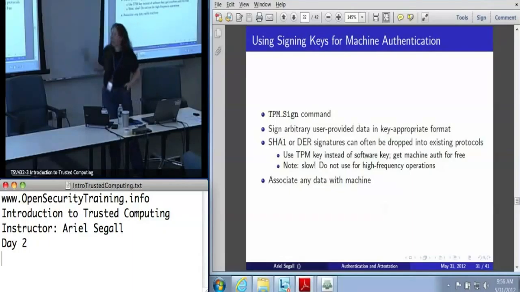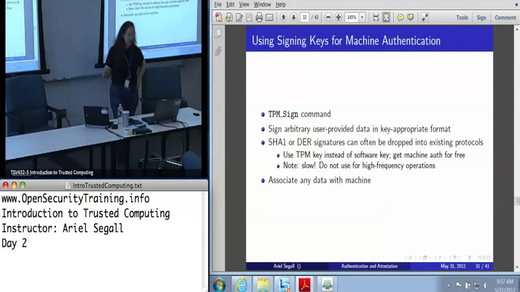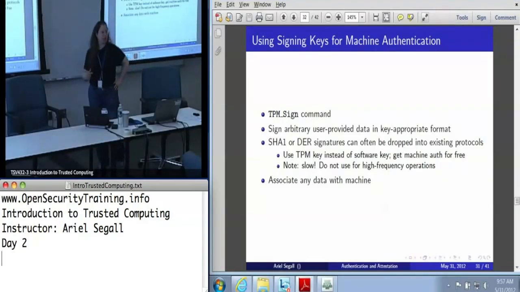So, the way you can use signing keys for machine authentication is to sign things. I'm sure you're all very shocked. This will let you sign arbitrary user-provided data as long as it's in the appropriate format for the key. So don't try signing large data formats with your SHA-1 key unless you actually hash it first. So the nice thing about these is that they can often be dropped into an existing protocol. If you have a protocol that calls for a signature, and that signature is allowed to be a signature over a SHA-1 hash or a signature over something DER format, all you have to do is trade your software key for a TPM key, and all of a sudden you've got machine authentication for free.